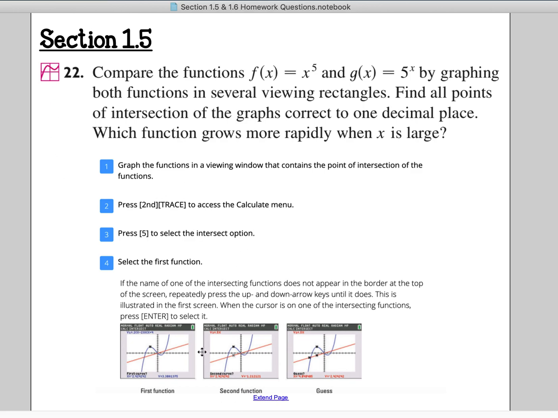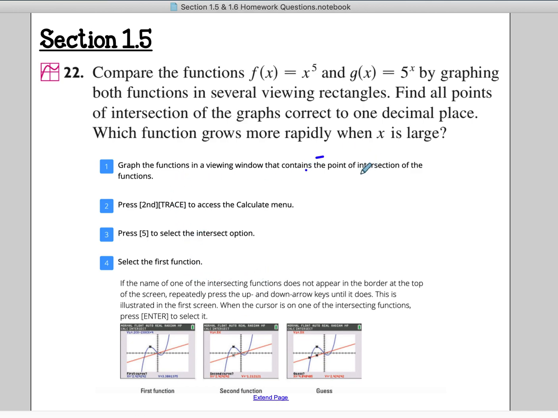So I don't have access to my graphing calculator at home. I can only use it on the server at school. So I'm going to do my best to walk you through this. So one would be to graph both functions with the y equals. Then you're going to go second, trace, which is right above calculate on the graphing calculator. Once you're under calculate, you're going to hit 5 to select the intersection option.